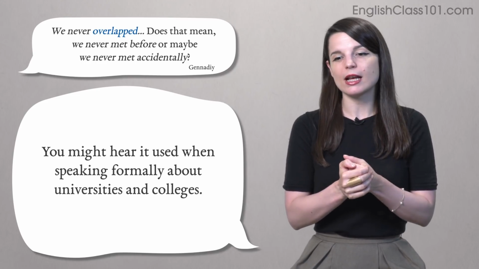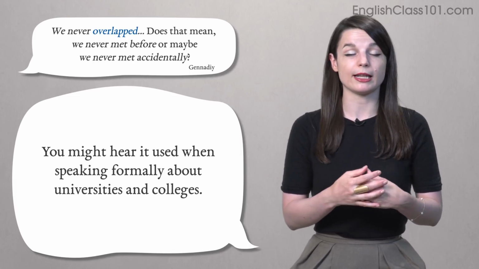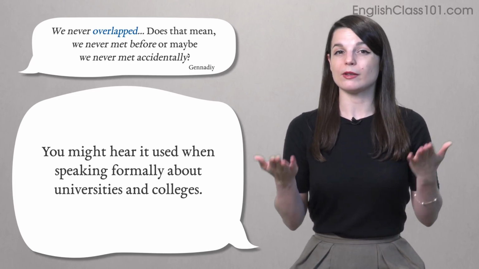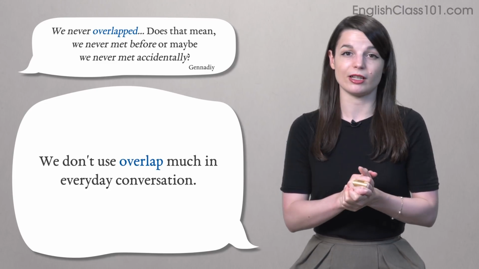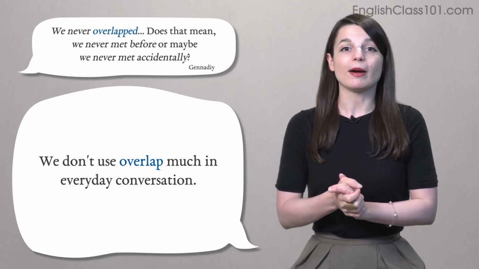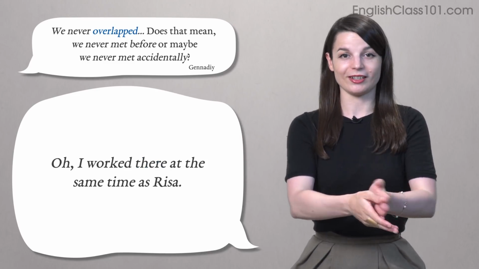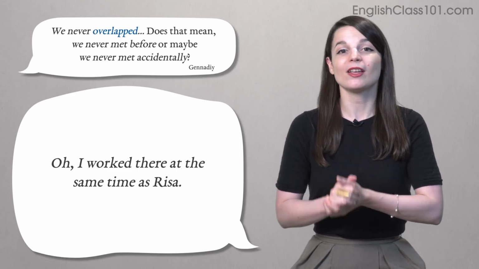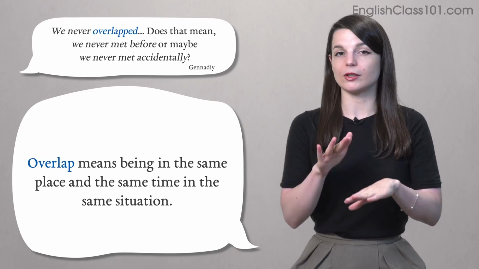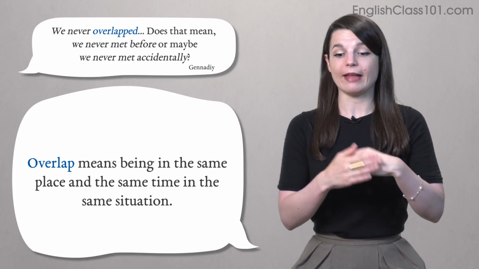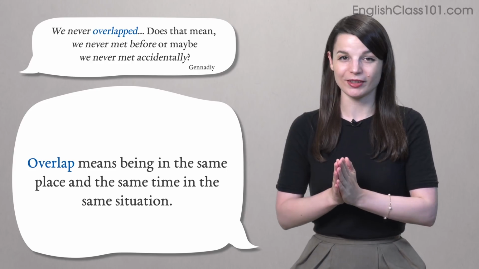You may hear it as well in universities or in other college, school-related situations when you want to sound a bit more formal. But in general, we don't use this so much in everyday conversation. Instead, we might say, oh, I worked there at the same time as your person, or oh, I worked there at the same time as Risa, for example. So overlap means being in the same place or the same situation at the same time as someone or something else. So I hope that this helps you.